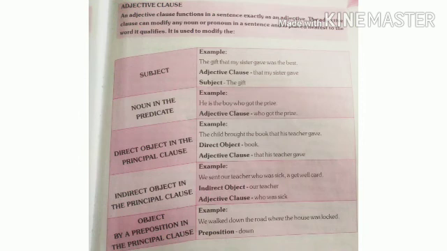In the main clause, the child brought the book. Here, the subject is the child and the object is the book. And that his teacher gave is talking about the object book. Which book he brought? The book that his teacher gave. So here the adjective clause is modifying the object book.